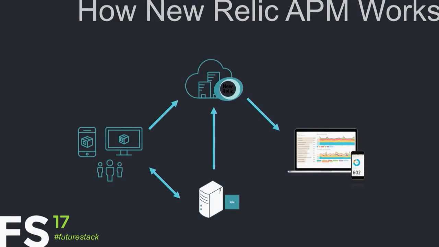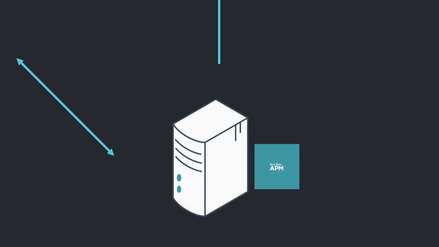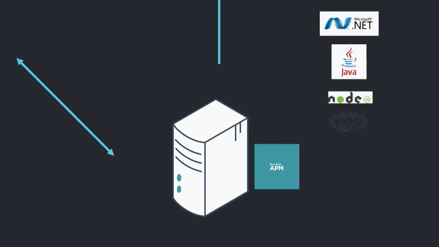Let's talk about how APM works. APM stands for Application Performance Management. It's our core offering of the New Relic platform. It all starts from an agent, a piece of software that you download from the New Relic website. Since APM stands for application, it's related to your application server, so typically you install APM on your application server. These are the different languages that we support: .NET, Java, PHP, Node.js, Ruby, Python, and also Golang.